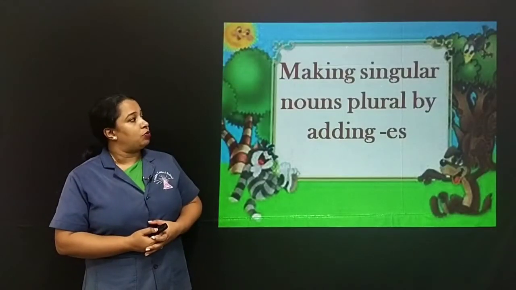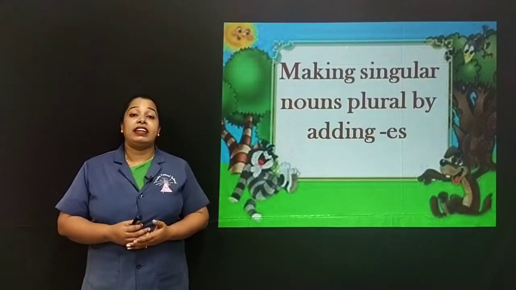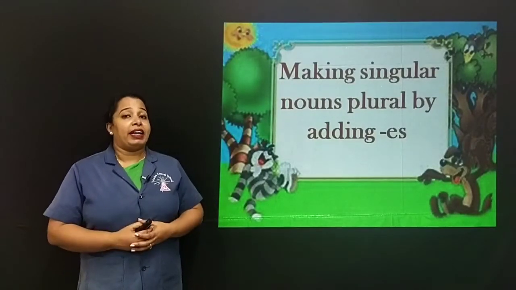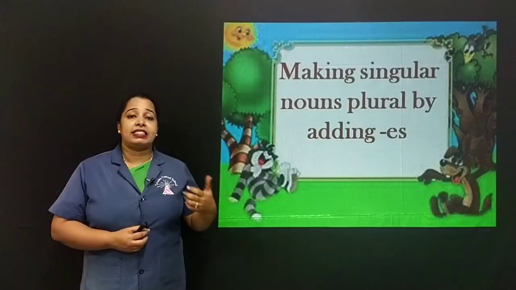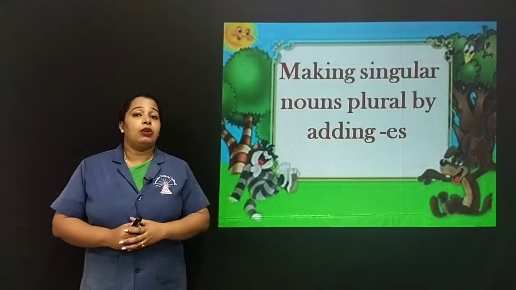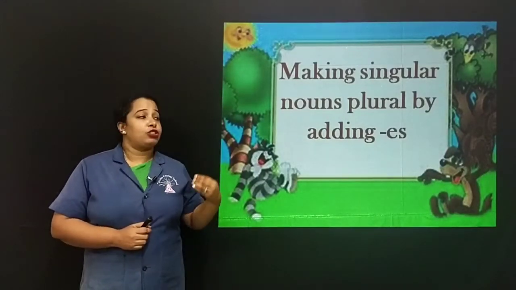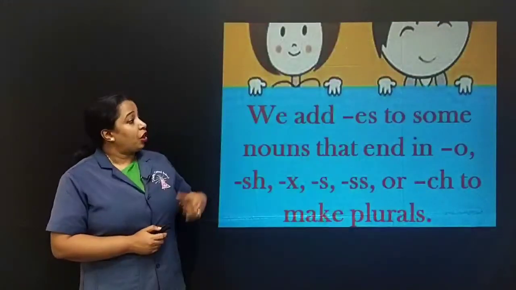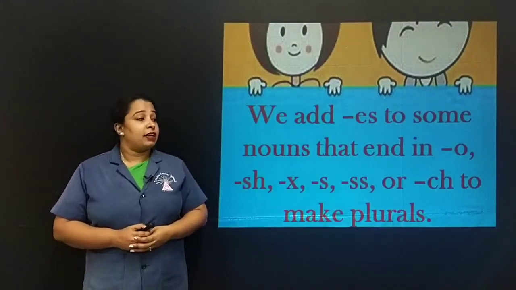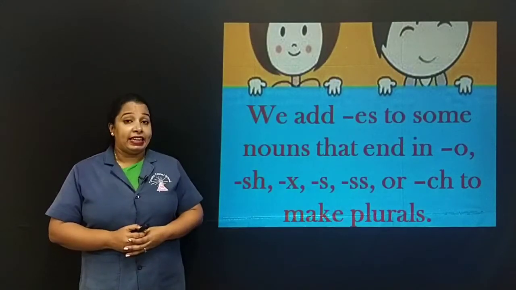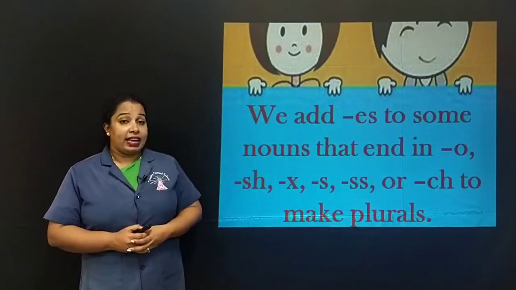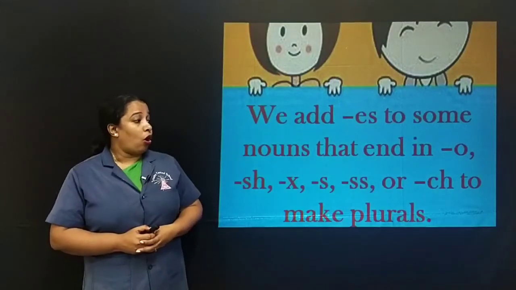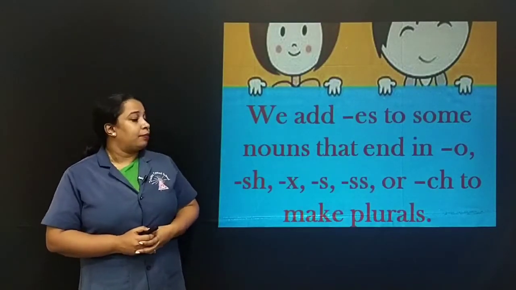Let's learn some more rules of making singular nouns to plurals. Making singular nouns plural by adding letter ES. Now some words can be made plural by adding the letters E and S at the end. Only S alone can't help us to make these nouns plural. So let's look at the rule. We add ES to some nouns that end in O, SH, X, S, SS or CH to make plurals.